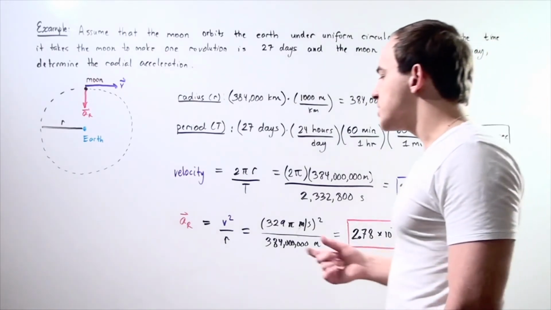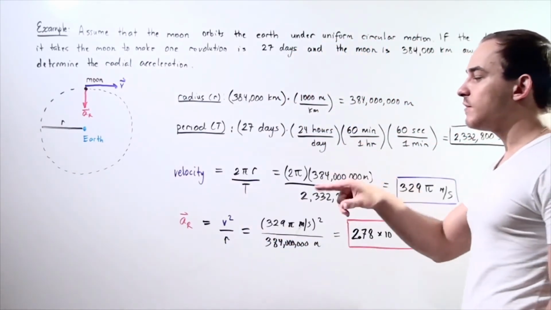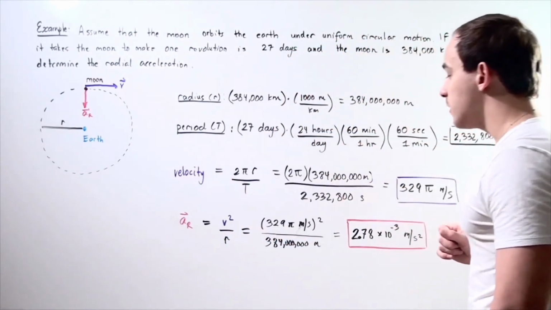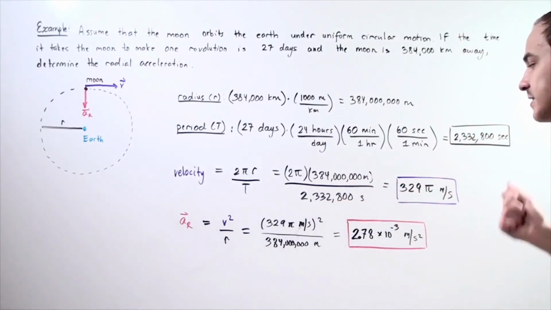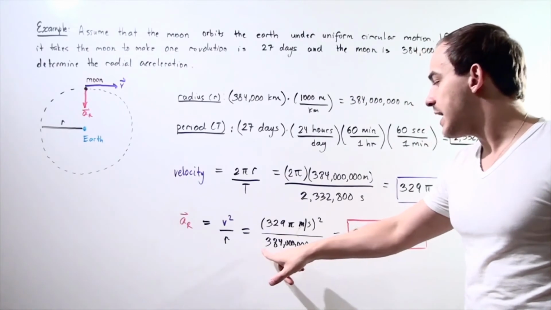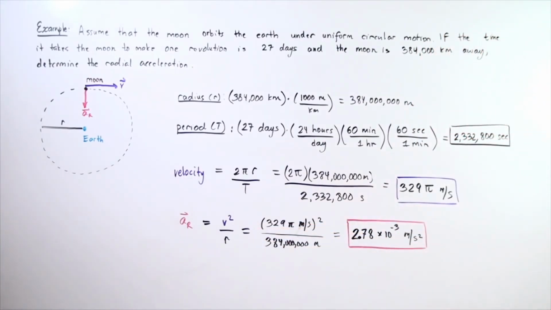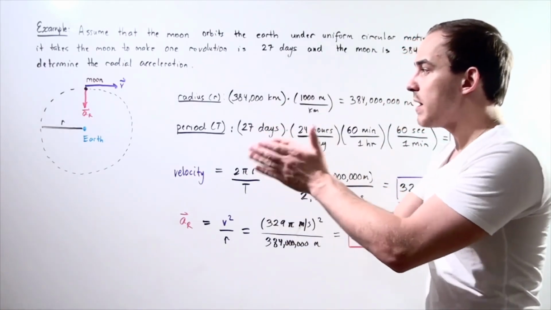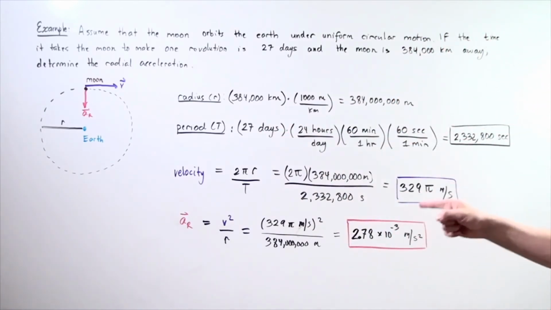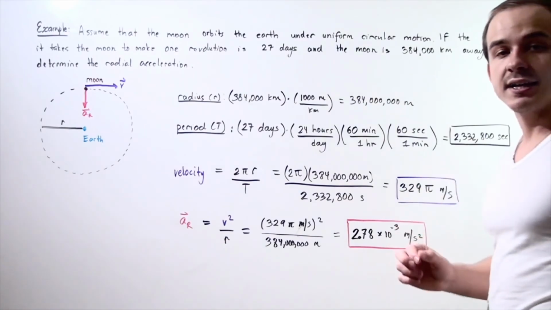So now we use our formula for radial acceleration, which is equal to our velocity squared divided by r. So we take this value, we square it, and we divide it by 384 million meters, and we get the following value. So our radial or centripetal acceleration of the moon with respect to the Earth is 2.78 times 10 to the negative 3 meters per second squared.